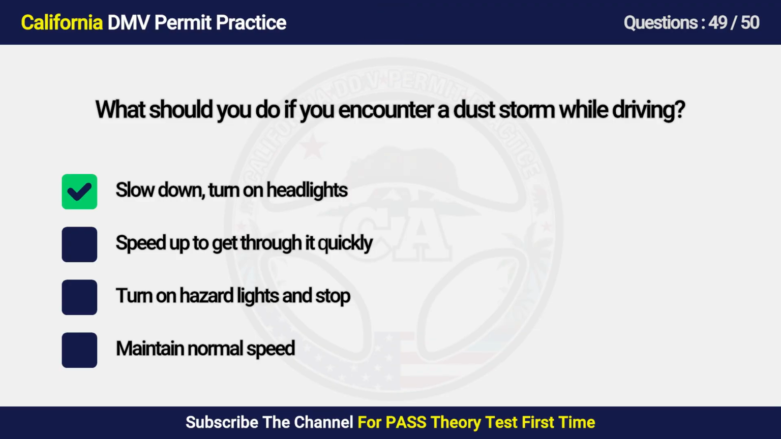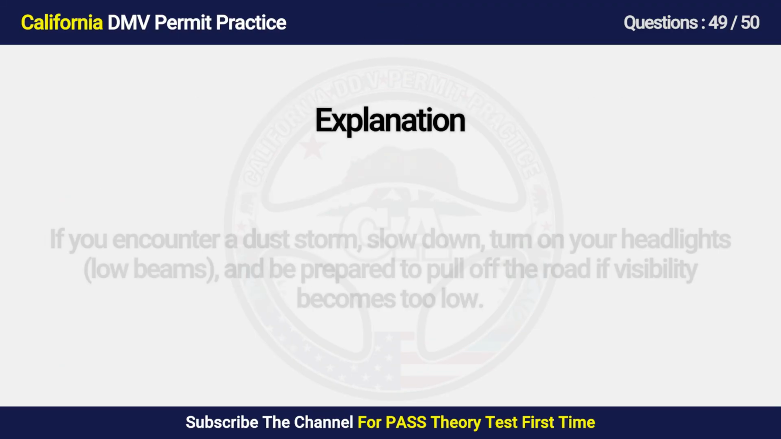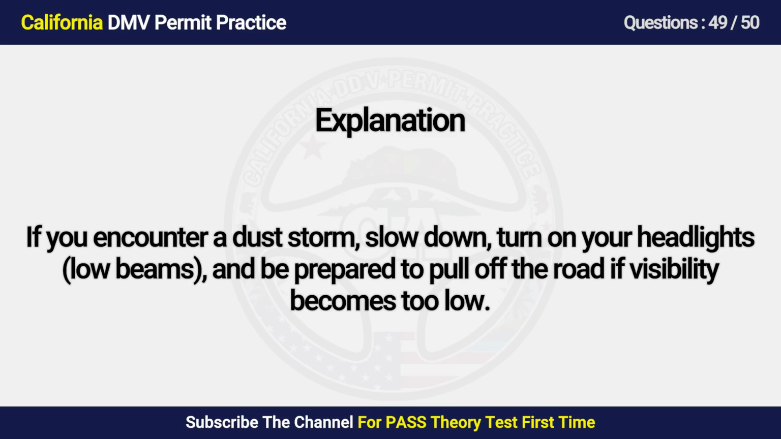Answer is A. Slow down, turn on headlights. If you encounter a dust storm, slow down, turn on your headlights' low beams, and be prepared to pull off the road if visibility becomes too low.